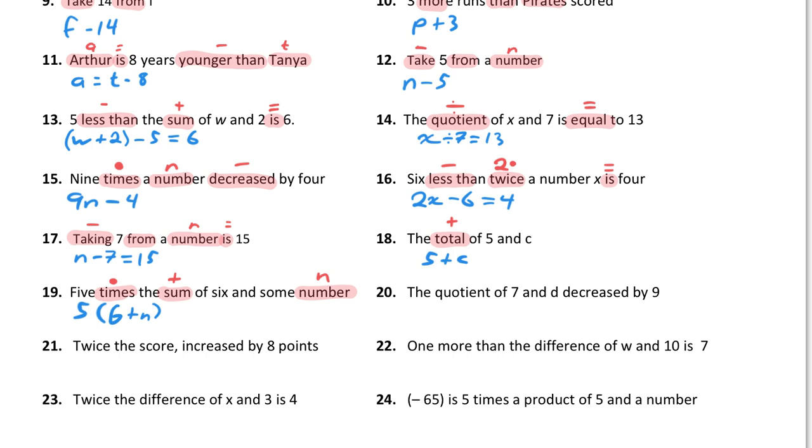Next we've got the quotient of 7 and d decreased by 9.